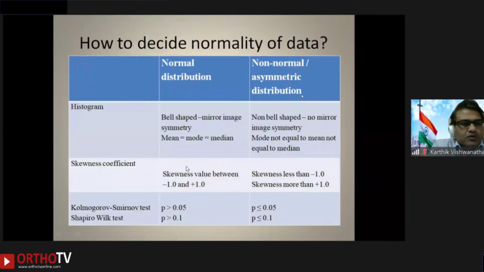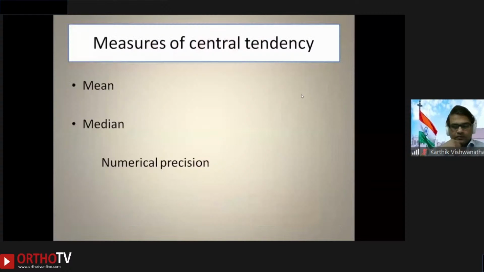You can also use other coefficients like the skewness coefficient. This is also usually calculated with the statistical software. If the value is between -1 and +1, that indicates it is normally distributed. A value less than -1 or more than +1 indicates it is asymmetrical. You can also use a Kolmogorov-Smirnov test or a Shapiro-Wilk test. For sample size less than 50, the Shapiro-Wilk test is used. For sample size more than 50, you use the Kolmogorov-Smirnov test. If the test values are significant, then it indicates there is asymmetrical distribution. If it is normal, then it is not significant.